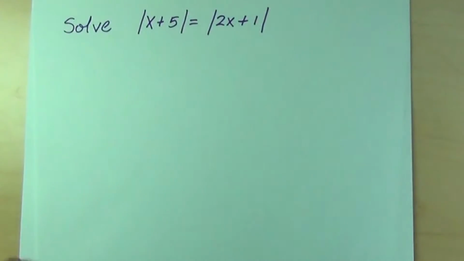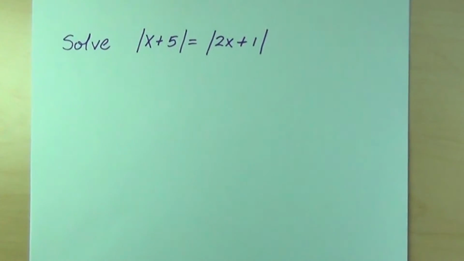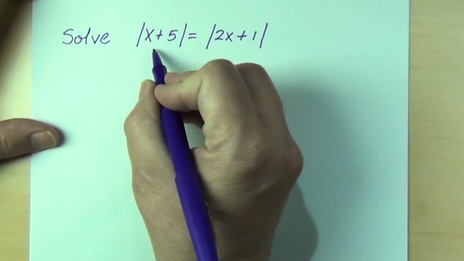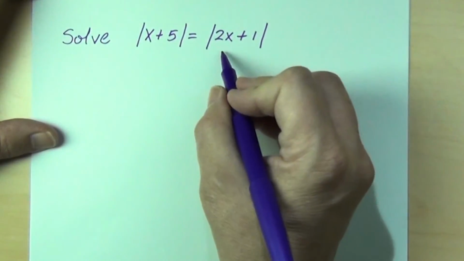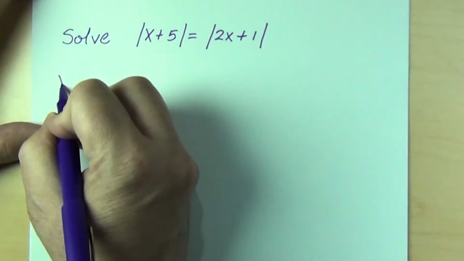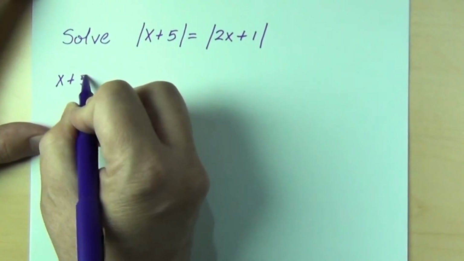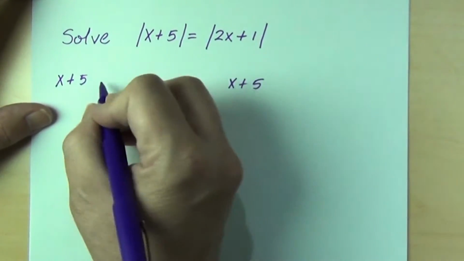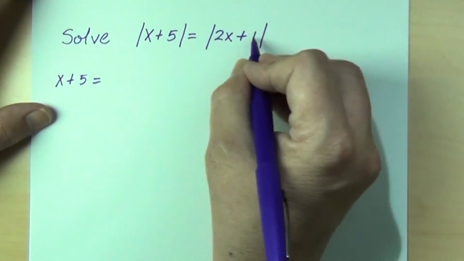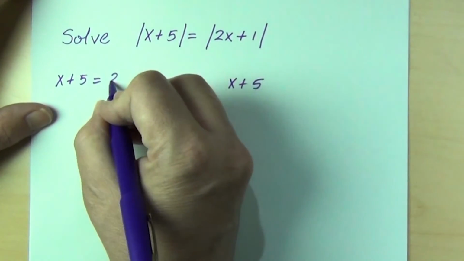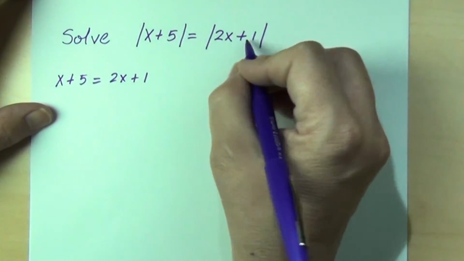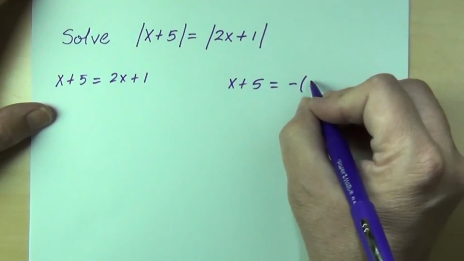Okay, the second example is really the same thing. It's just a little uglier. We have the absolute value of this quantity equal to the absolute value of this quantity. So the stuff in the absolute value, the x plus 5 on the left, will either exactly equal the same number that this works out to, or it will equal the negative of this, just like we did before.